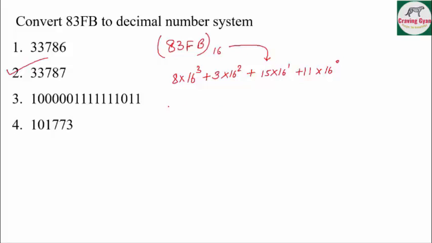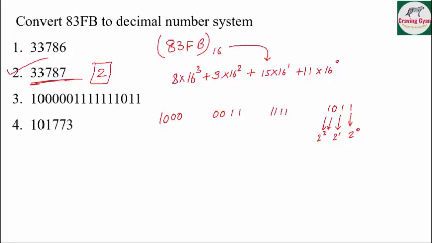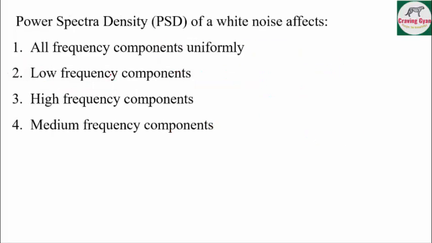The simple way is just to convert into binary. What you will be getting is 1000, 0011, 1111, 1011. Now what is this value? 1 into 2 power 0 you multiply. Next 1 into 2 power 1 you multiply. Next 1 into 2 power 3 you multiply, and so on. If you add them, then also you will be getting the same number, that is 33,787. So the suitable option is option 2.